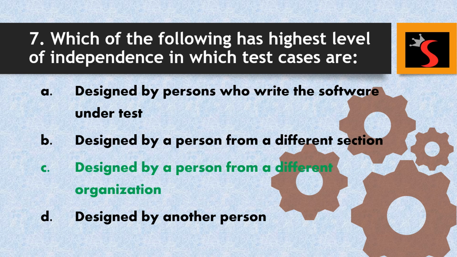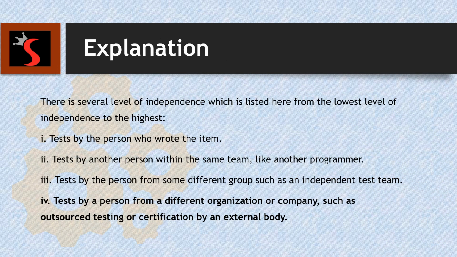And the right answer is option C. Designed by a person from a different organization. Explanation. There are several levels of independence, which are listed here from the lowest level of independence to the highest. First, test by the person who wrote the item. Second, test by another person within the same team, like another programmer. Third, test by a person from some different group, such as an independent test team. Fourth, test by a person from a different organization or company, such as outsourced testing or certification by an external body.